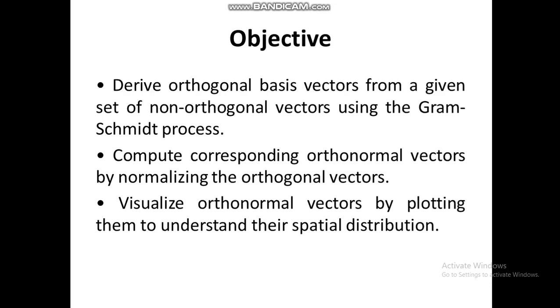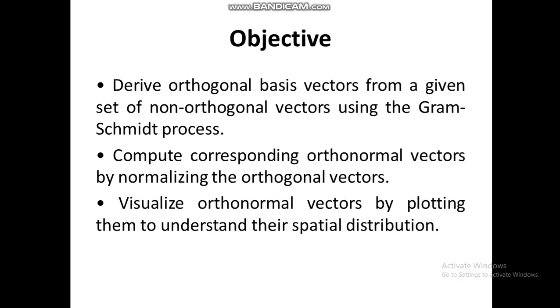So what is the objective of the experiment? It is to derive the orthogonal basis vectors from a given set of non-orthogonal vectors using the Gram-Schmidt orthogonalization process. Usually three vectors u1, u2, u3 will be given. We need to find which are non-orthogonal vectors. By using the Gram-Schmidt orthogonalization process, we need to find v1, v2, v3.